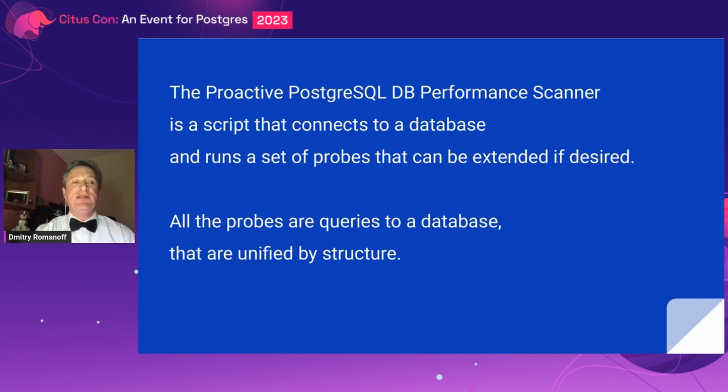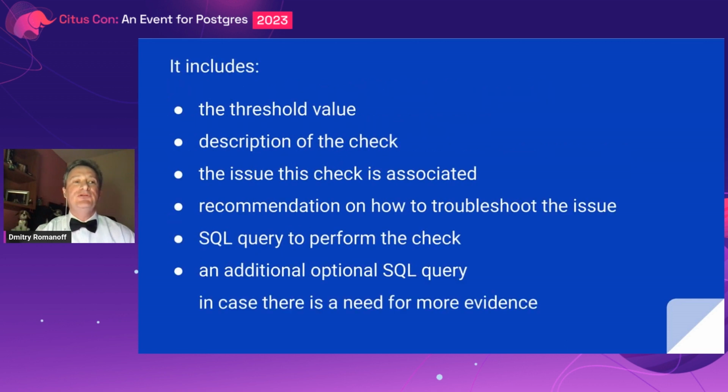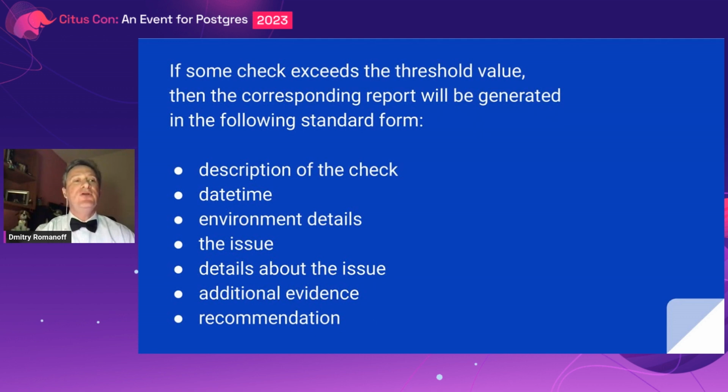All the probes are queries to a database that are unified by structure. It includes the threshold value, description of the check, the issue this check is associated with, recommendation on how to troubleshoot the issue, SQL query to perform the check, and an additional optional SQL query in case there is a need for more evidence. If some check exceeds the threshold value, then the corresponding report will be generated in the following standard format: description of the check, date, time, environment details, the issue, details about the issue, additional evidence, recommendation.